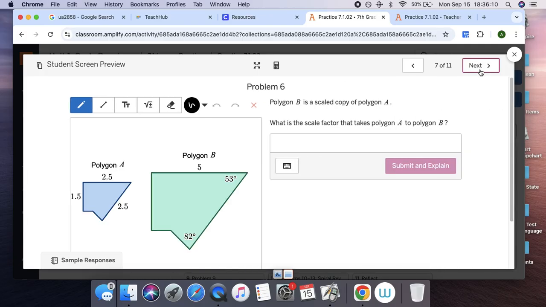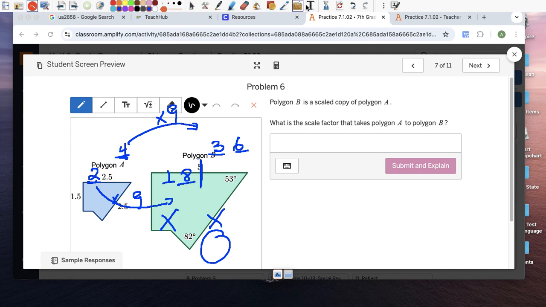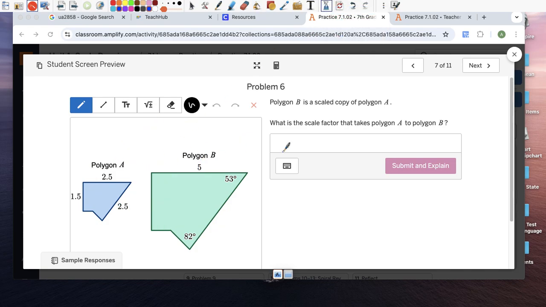What is a scale factor that takes polygon A to polygon B? They are scaled copies, so we don't have to worry about that. So it's taking what? How did this happen? How did 2.5 become 5? How did 1.5 become this side here? And this is 2.5, so what is the new one?